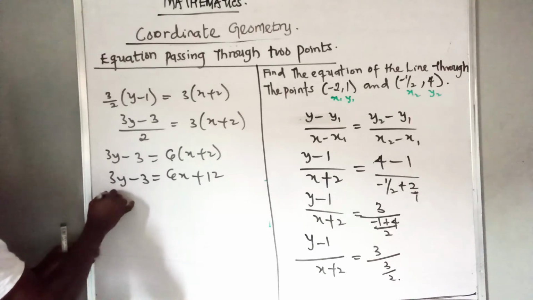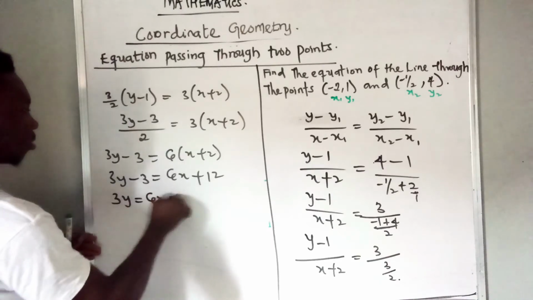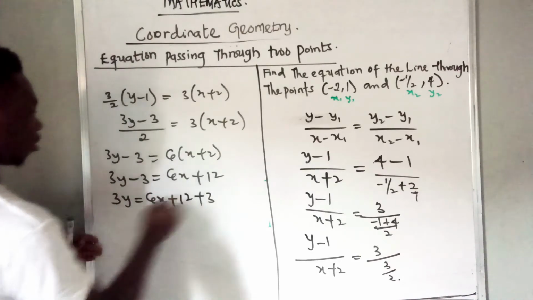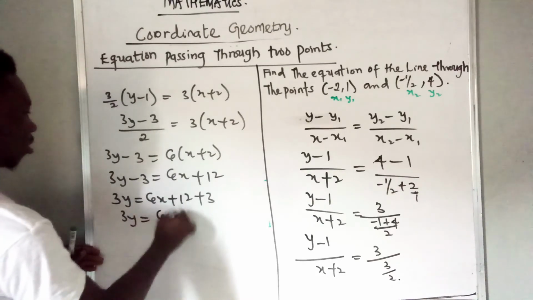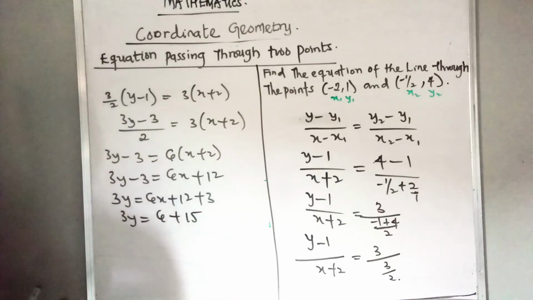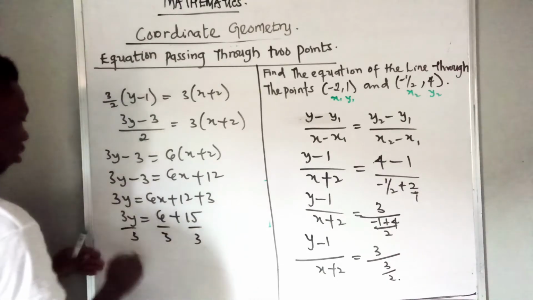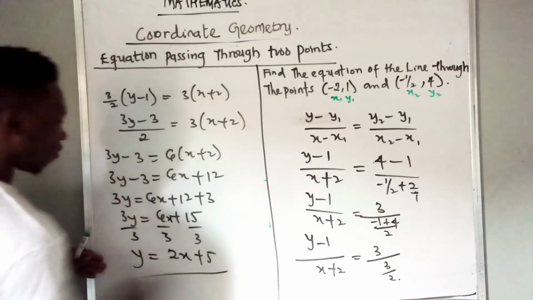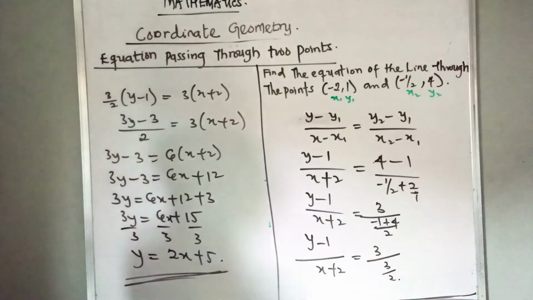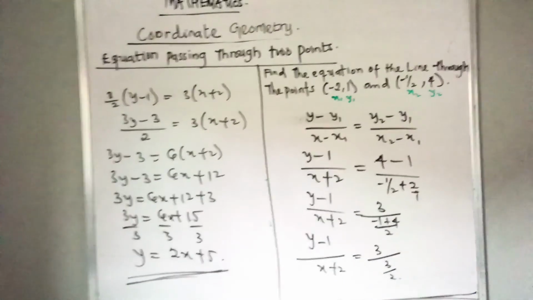So rearranging them, this becomes 3y is equal to 6x plus 12 plus 3. So this is 3y is equal to 6x plus 15. So we'll go further. The 3 is common, so divide all through by 3. So this becomes y is equal to 2x plus 5. So this is the equation of a line passing through these 2 points.